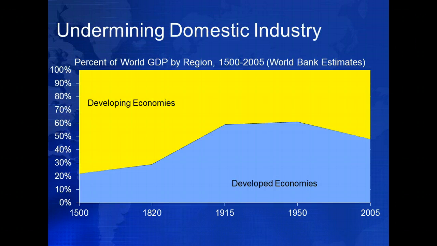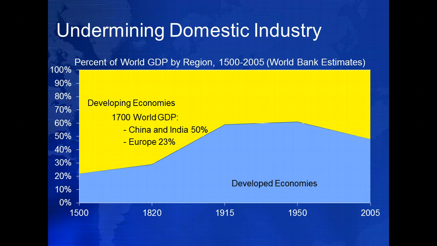It's difficult to understate the impact of colonialism on the development of local economies in the global South. This graph traces the proportion of the global gross domestic product, dividing it into the area produced by the developed economies in the global North in blue, and the area produced by the developing economies in the global South in yellow. In the year 1500, economies comprising today's developing economies were responsible for nearly 80% of all global economic activity.